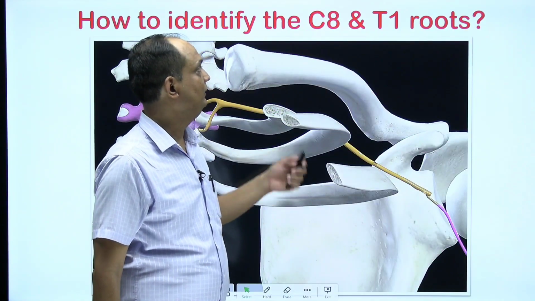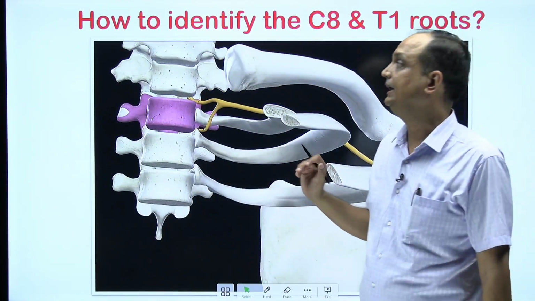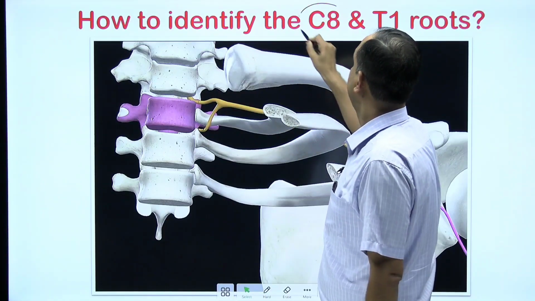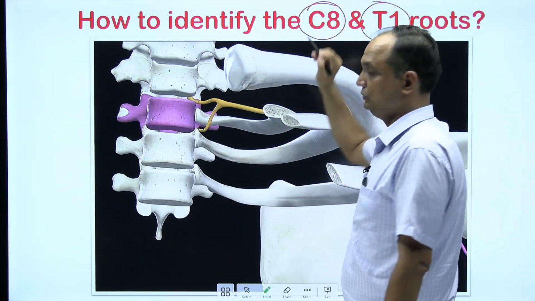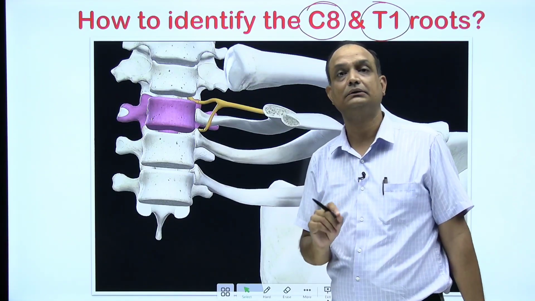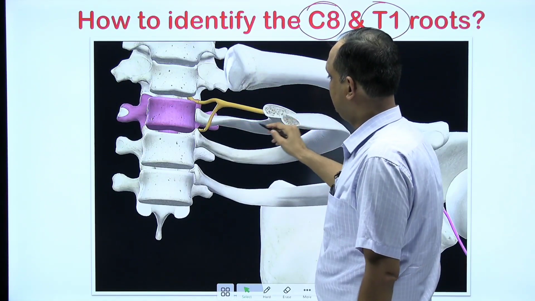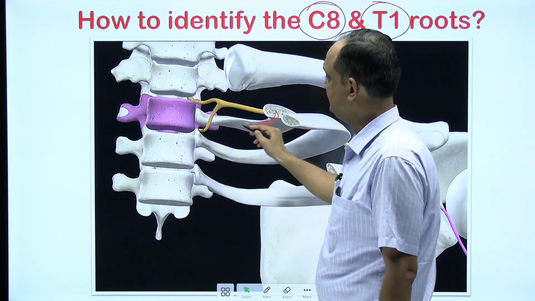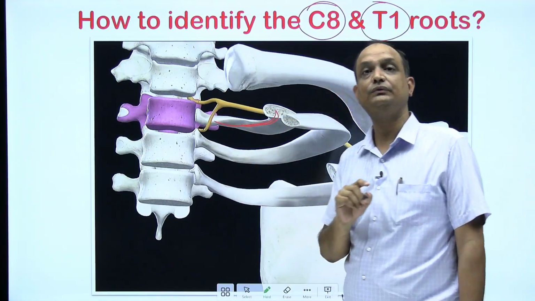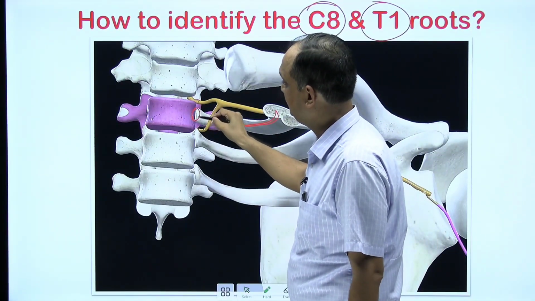Now, when you see such kinds of diagrams, you have to identify the C8 and T1 roots. For that, you first have to mark the vertebrae. Now, this is your first rib, and you know that this first rib articulates with a single vertebra, and this vertebra is articulating here.